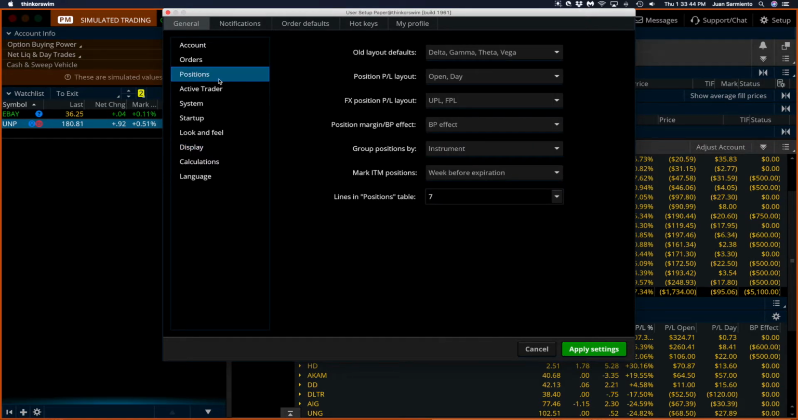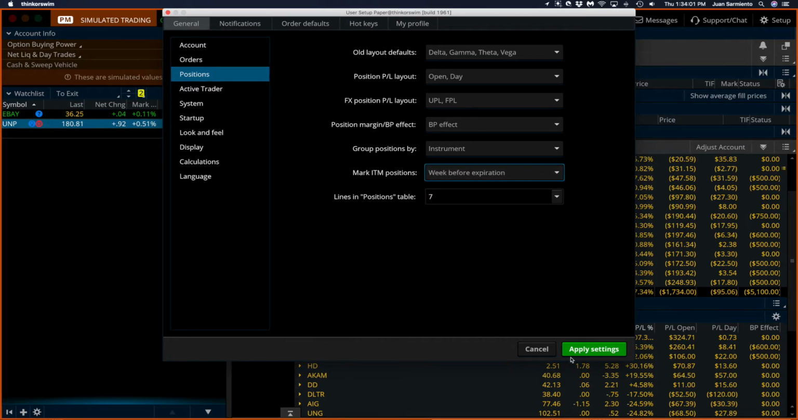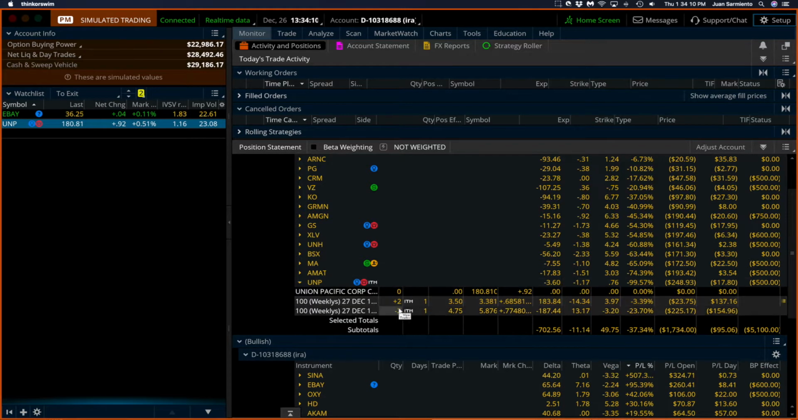Okay, sorry. And under positions, look for weeks before expiration. Okay, and mark ITM position 1 week to expiration. You can say 2 weeks, but 1 week will suffice. So then you know what is expiring this week. And we have INP, and it's a bearish trade.